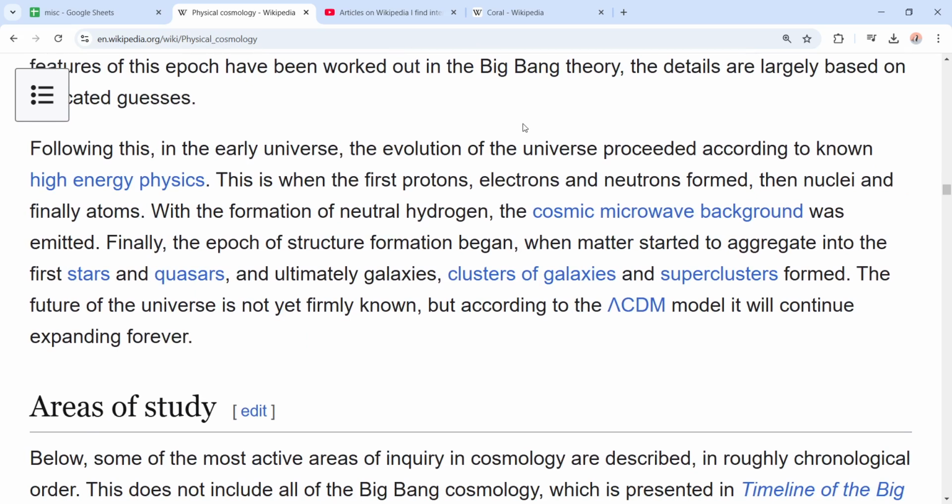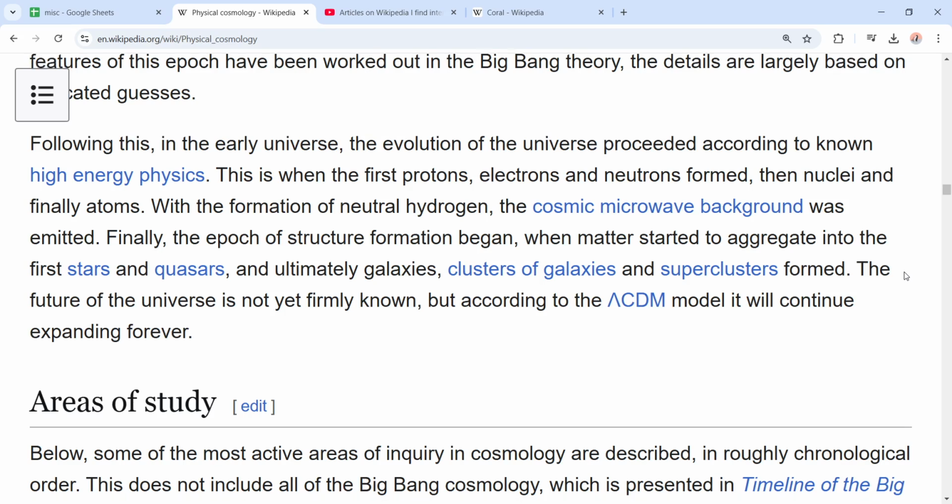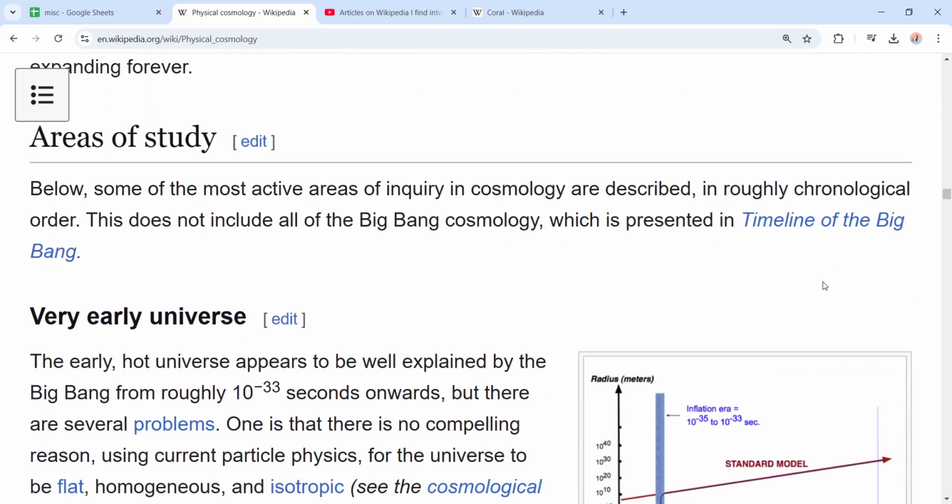Following this, in the early universe, the evolution of the universe proceeded according to known high energy physics. This is when the first protons, electrons, and neutrons formed, then nuclei, and finally atoms. With the formation of neutral hydrogen, the cosmic microwave background was emitted. Finally, the epoch of structure formation began when matter started to aggregate into the first stars and quasars, and ultimately galaxies. Clusters of galaxies and superclusters formed. The future of the universe is not yet firmly known, but according to the Lambda Cold Dark Matter model, it will continue expanding forever.